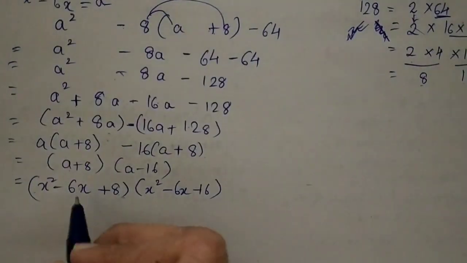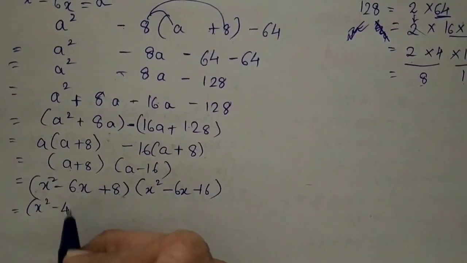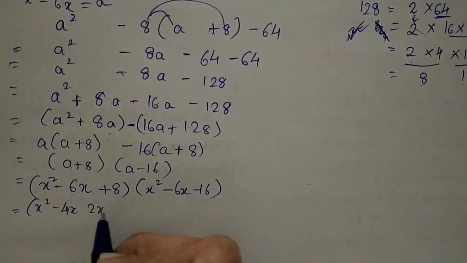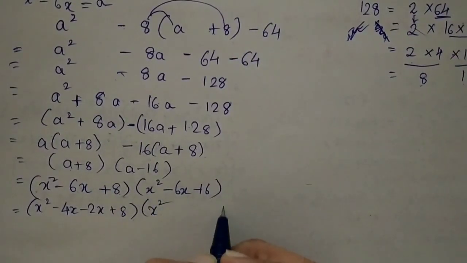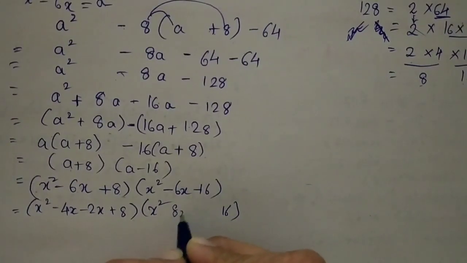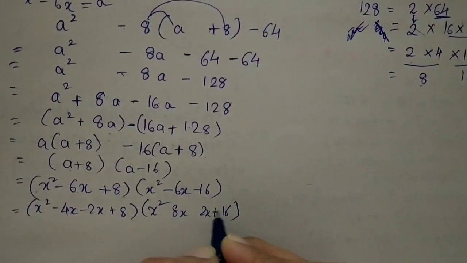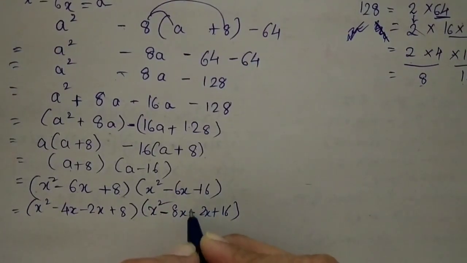So 4 2s are 8 and 4 plus 2 is 6. So this will become x square minus 4x plus 2x plus 8, and x square and 16 you write down. 8 2s are 16 and 8 minus 2 will give you 6. So 8x and 2x. Okay, this will go to the biggest number and this will become like this.